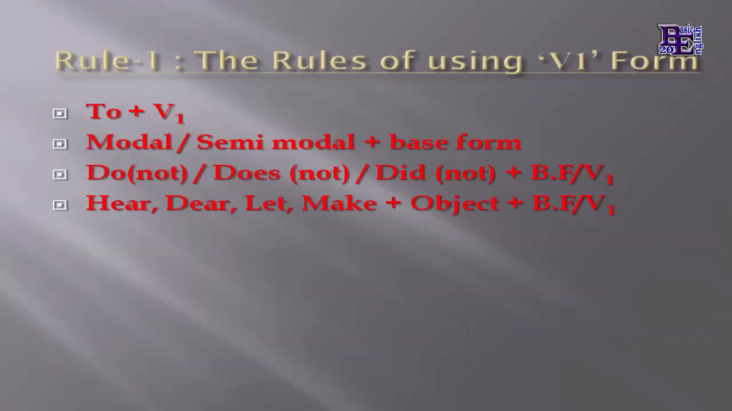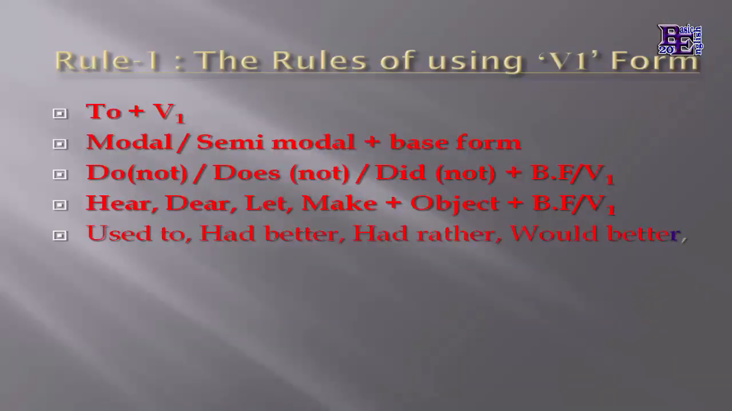And the fourth rule is that here, there, let, make. After these verbs, if we need to use another verb, then the second verb must be in present form, not in past or infinitive form. We have to use the base form of the verbs after here, there, let, and make. And the fifth rule is that after used to, had better, had rather, would better, would rather, we have to use the base form of the verb. Always we have to use the base form of the verb.